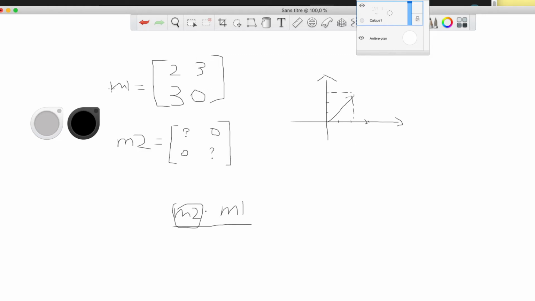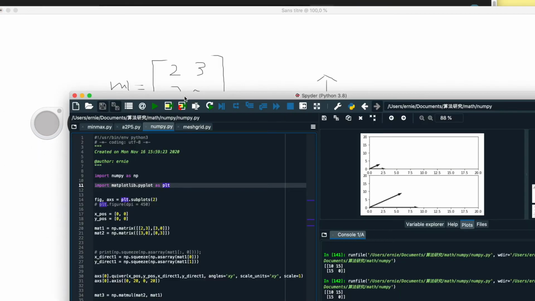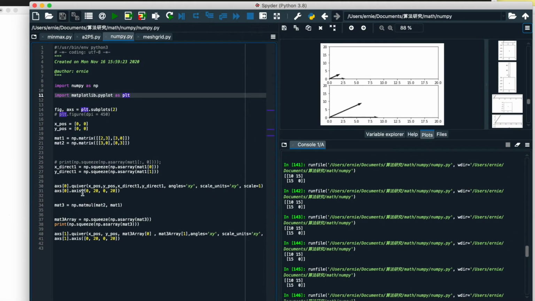So what happens when M1 is multiplied by this diagonal matrix? The teacher said these two vectors will be stretched. So how does that happen? We are looking at this in a Python program. We're using a method called quiver.